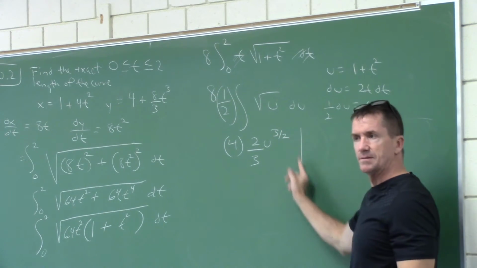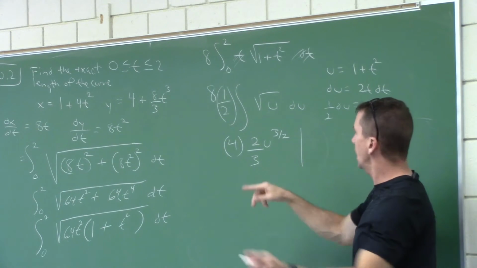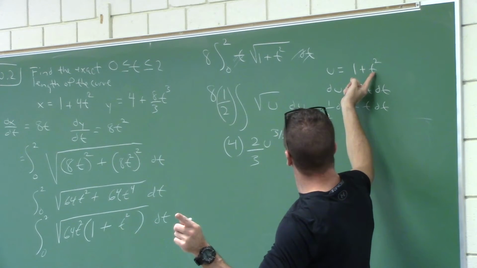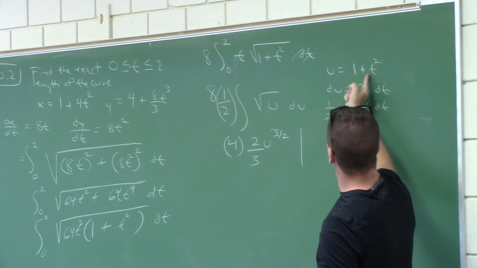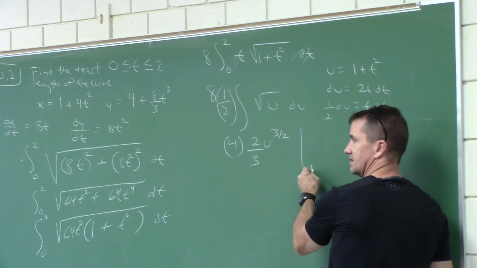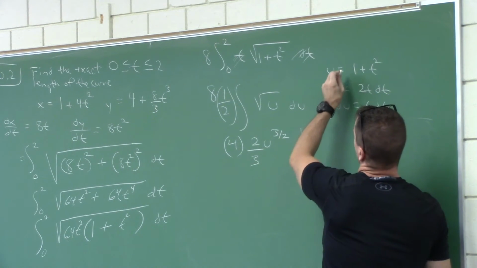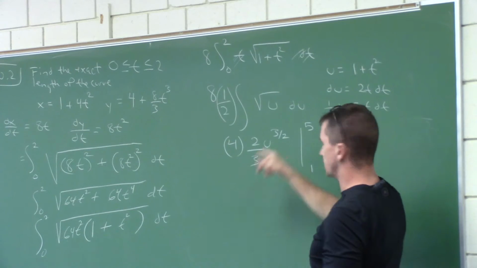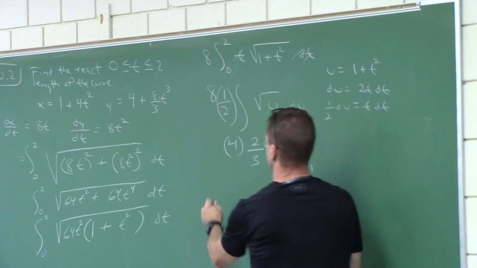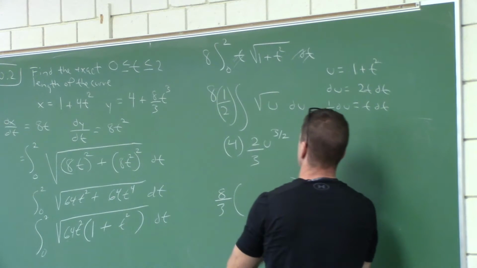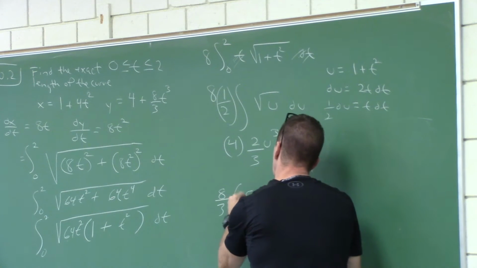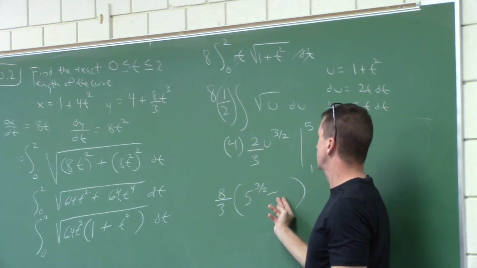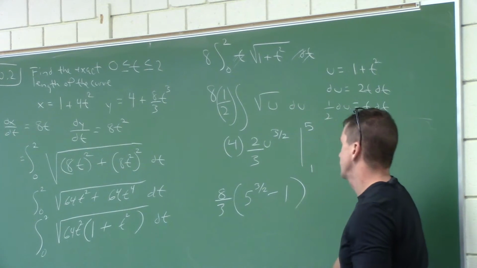And did you want to change the limits or just resubstitute? Change it. He likes to change the limits. Interesting, so I'm going to do that. u equals 1 plus t squared. This was a 0. So what's 1 plus 0 squared? 1. Good. So u equals 1. What's the upper limit? What's 1 plus 2 squared? 5. You just put it right in there and get, what is 4 times 2/3? What's that, 8/3? You got it. Just 5 to the 3/2. That's irrational. What's 1 to the 3/2? That's the best way I can write it.